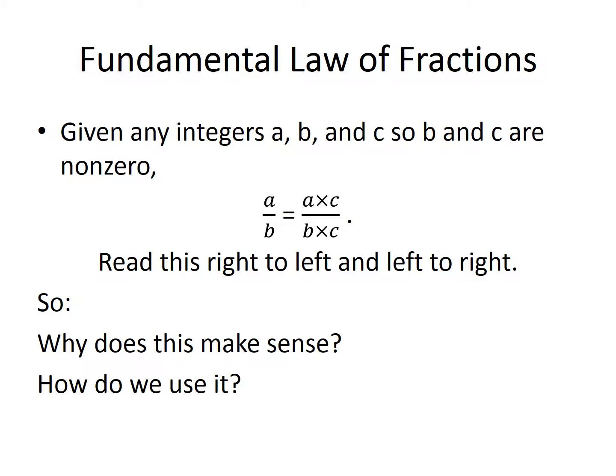So if you read it from the right to the left, I see that if the numerator and denominator have a common factor, I can simplify the fraction by getting rid of that common factor, and I'll get something that is still equivalent to it. So why does this make sense, and how do we use it?